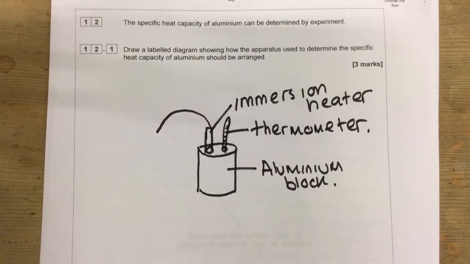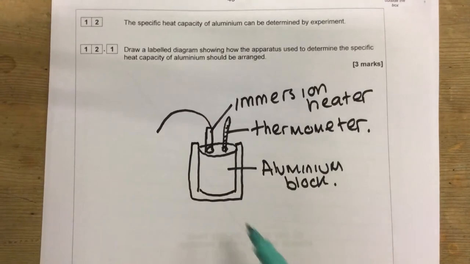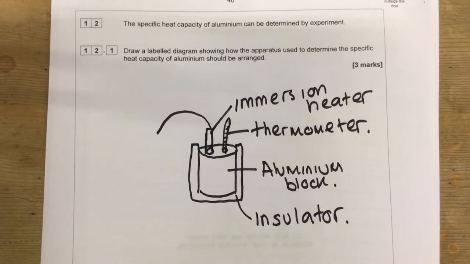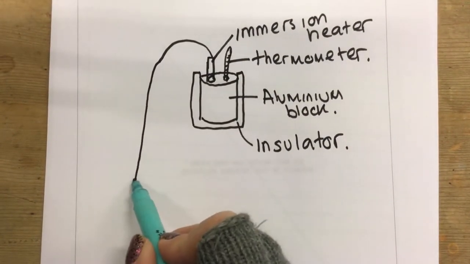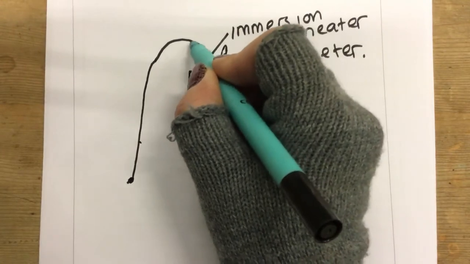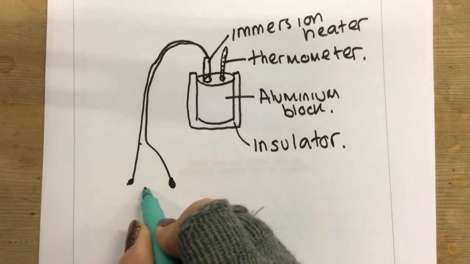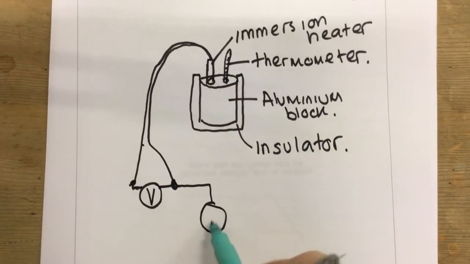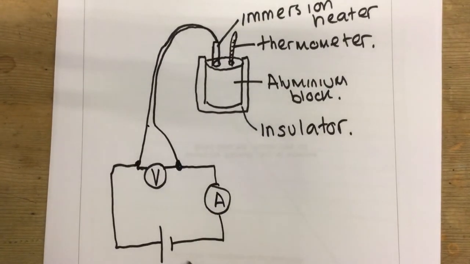Okay, we need to insulate it. So let's draw an insulator. And the immersion heater is connected to a, it has two wires. It has a voltmeter across it. We need to measure the voltage, and we need to measure the current in the circuit, and we have a power supply.